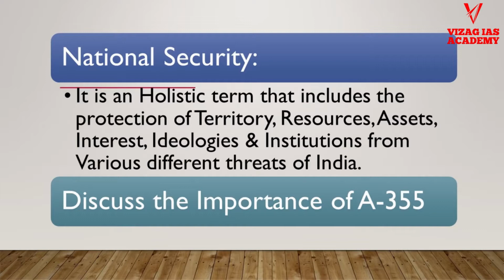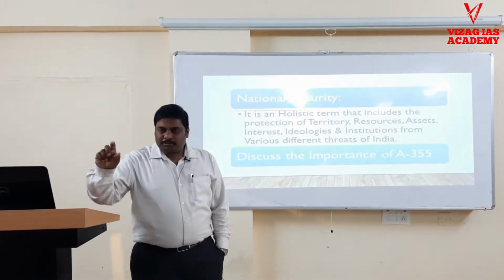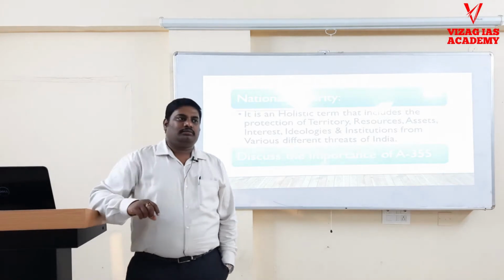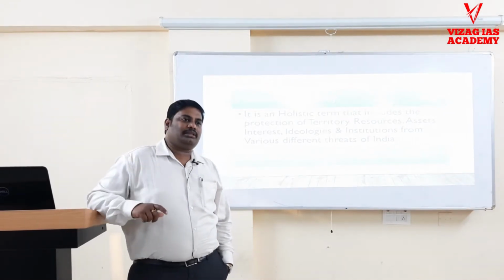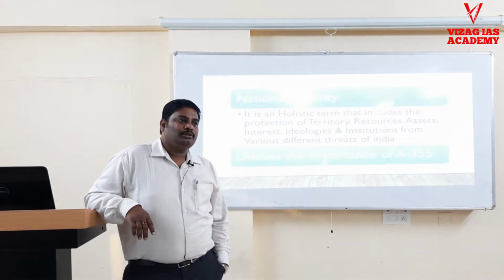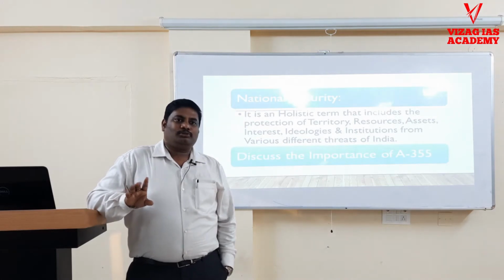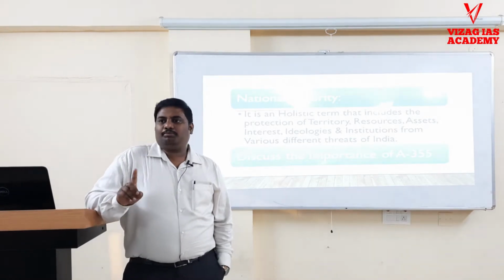It is a holistic term that includes protection of territory, resources, assets, interests, ideologies, and institutions. If you look at the preamble, FR or DPSP, there is specific importance given to one of the elements in this definition. What is that element that is directly worded in the preamble itself? Protecting the interests of integrity and also territory. So the first point we need to understand: national security doesn't mean only the protection of territory.